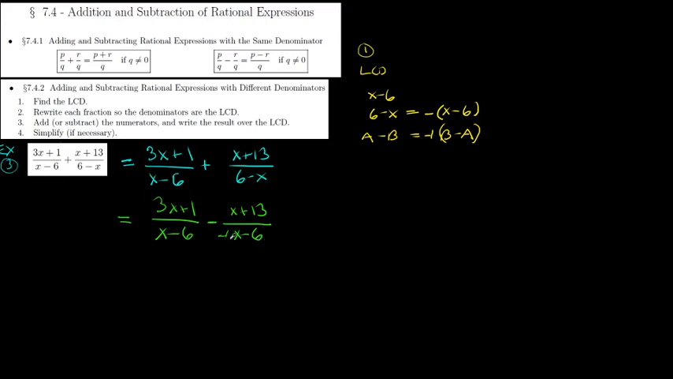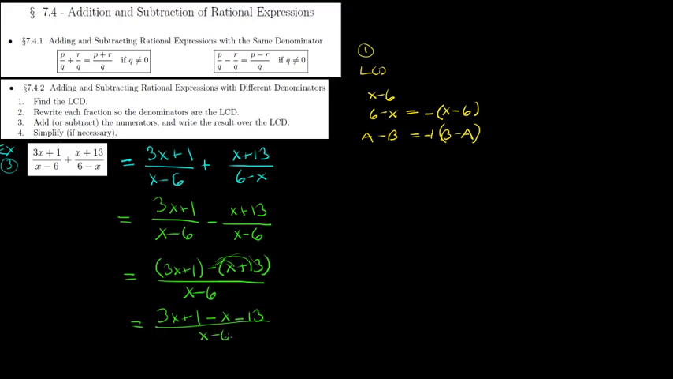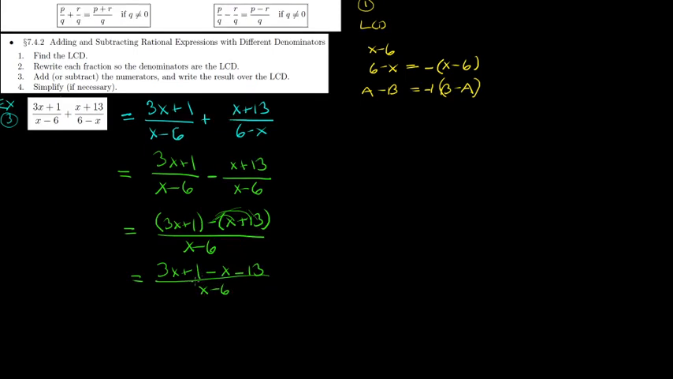So rather than do that, let's just think of subtracting these two fractions now. Since the denominators are the same, we can just subtract the numerators. This is (3x + 1) − (x + 13) all over x − 6. So distribute the negative sign here. We get 3x + 1 − x, and then − 13, because −1 times 13 is −13, divided by x − 6. Okay, so far.